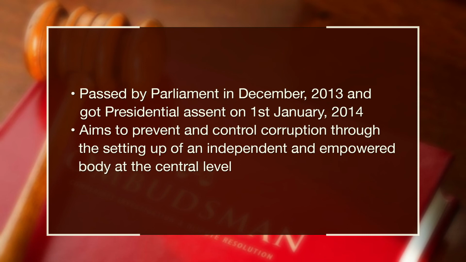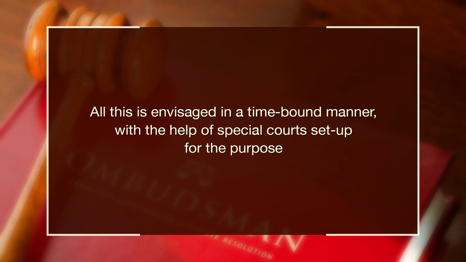It aims to prevent and control corruption through setting up of an independent and empowered body at the central level called the Lokpal, which would receive complaints related to corruption against most categories of public servants and ensure that these are properly investigated and, where warranted, effectively prosecuted. All this is envisaged in a time-bound manner with the help of special courts set up for the purpose. The Act also makes it incumbent for each state to pass within a year a law setting up a body of Lokayukt at the state level, but leaves it for the states to work out the details.